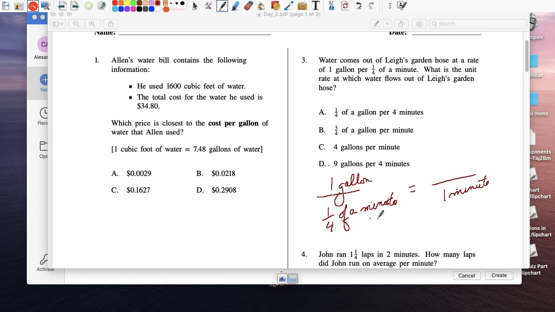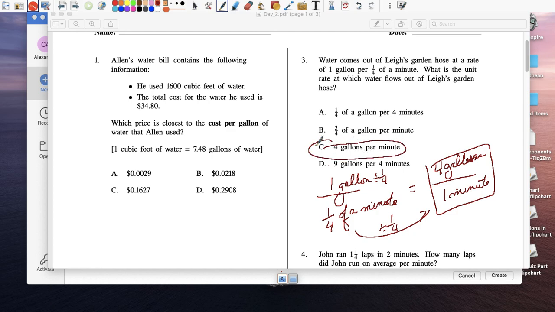So how do we get from here to here? We can divide by 1/4 or multiply by the reciprocal, which is 4, so whichever one you choose is fine. I'll divide that by 1/4 and multiply by 4. Divide that by 1/4, and we're going to get 4 gallons per minute. Okay, so the answer is C.